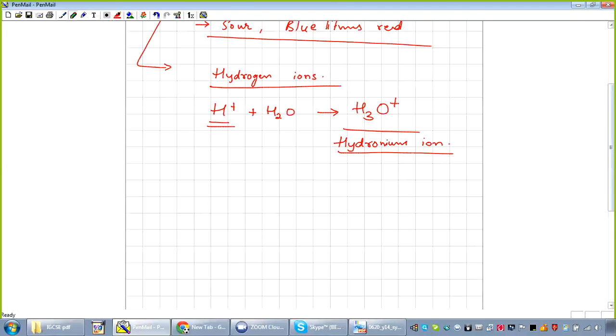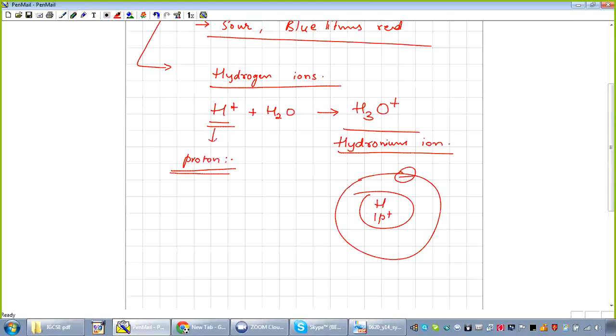Basically, this H plus we can also call a proton. Now, in a hydrogen atom, there is one proton and one electron in the outermost orbit. This is a single hydrogen atom. But suppose this electron is gone, then in the nucleus there is only one proton remaining. This proton is nothing but a hydrogen ion, which combines with water in its aqueous solution and produces H3O plus, the hydronium ion.